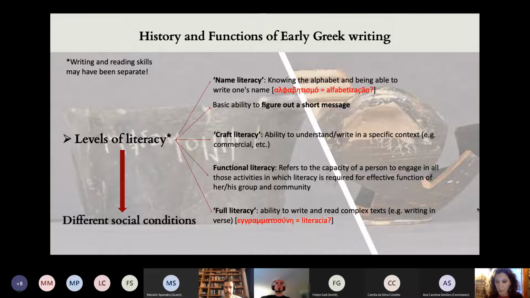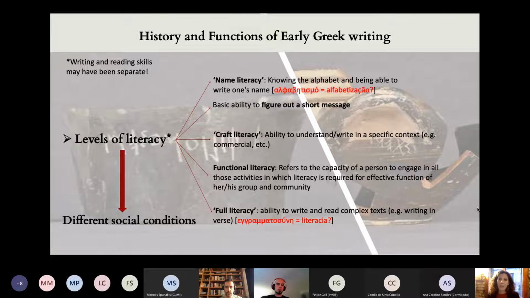something very specific. Maybe you are a craftsman and you need several terms that are useful for your work, but you don't know other words, so you can just use this word in your workshop, but you don't really know how to write. And then there is the functional literacy, that is the ability to write and to read in a very particular environment.